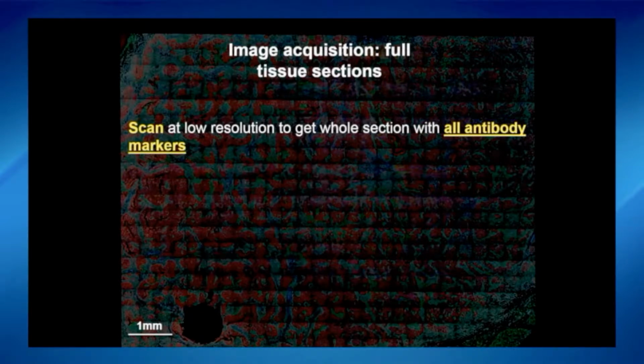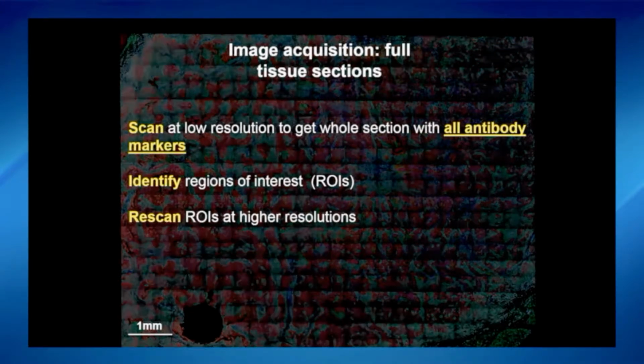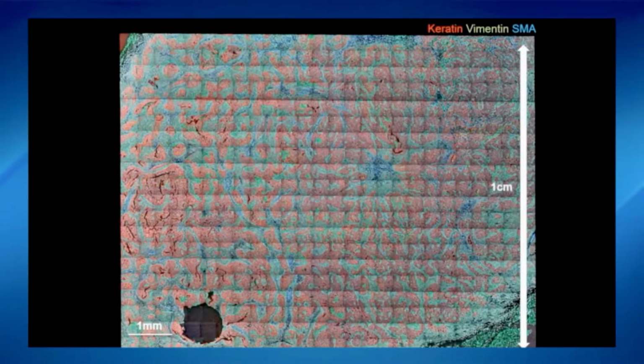So what that means is that we can scan a full tissue section at lower resolution and go very fast and acquire all of our antibody markers. On that low resolution survey scan, we can identify regions that we want to do follow-up medium or high resolution scans on, and then we can rescan those subsequently afterwards. So to give you an example, here's a tissue section that's about 1 centimeter by 1.5 centimeters or so.